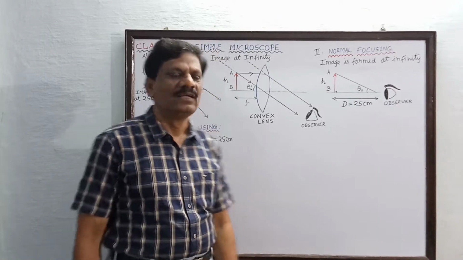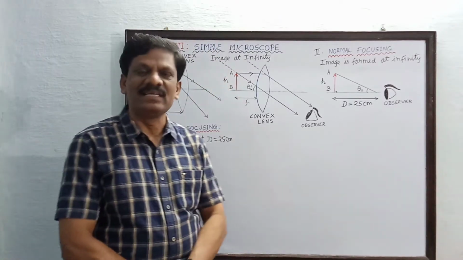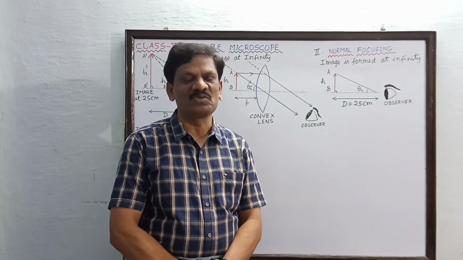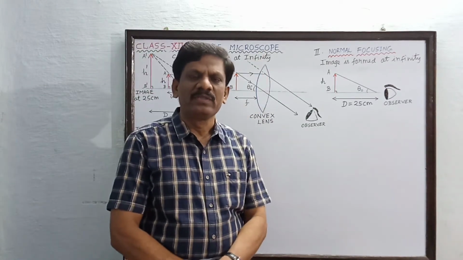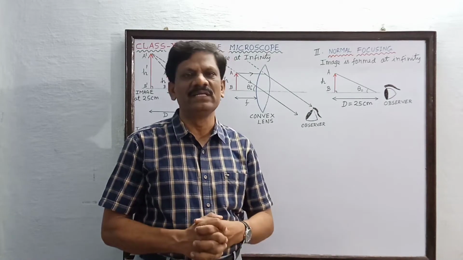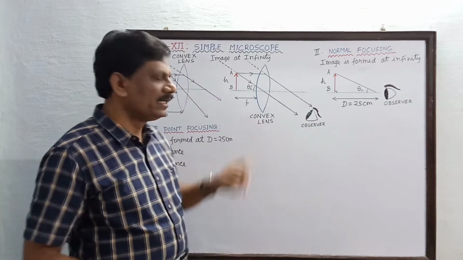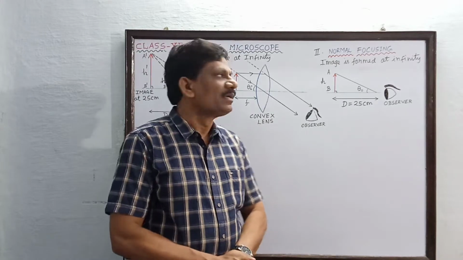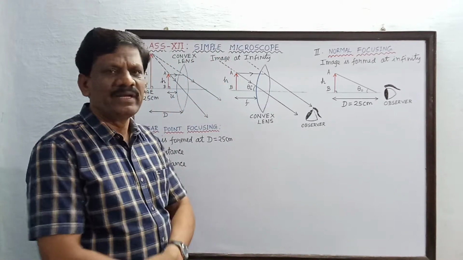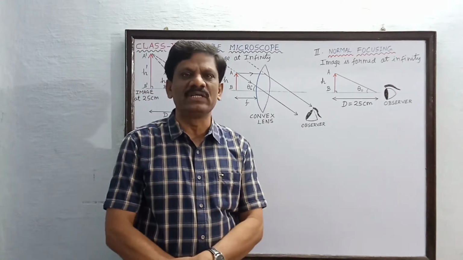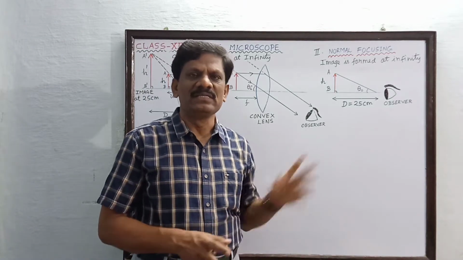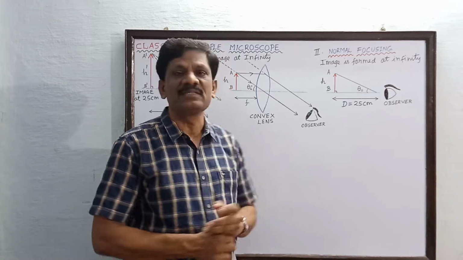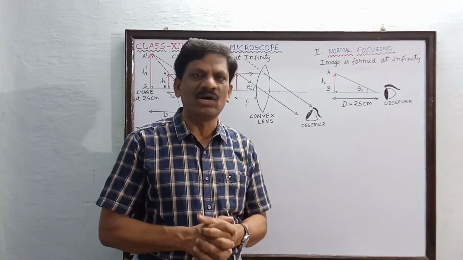Hi students, now we are going to understand the working of a simple microscope. So what is actually a simple microscope? It is an ordinary converging lens or a convex lens. Now we are going to derive an expression for the magnification of a simple microscope. In general, this optical instrument, namely the simple microscope, is used to magnify objects.